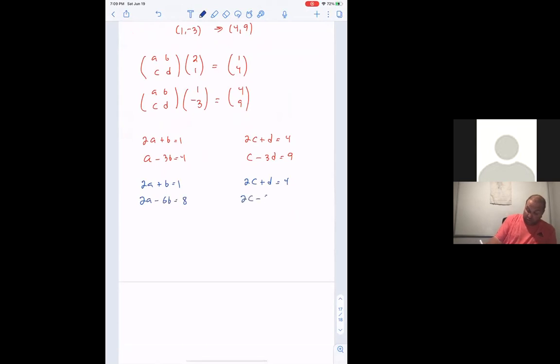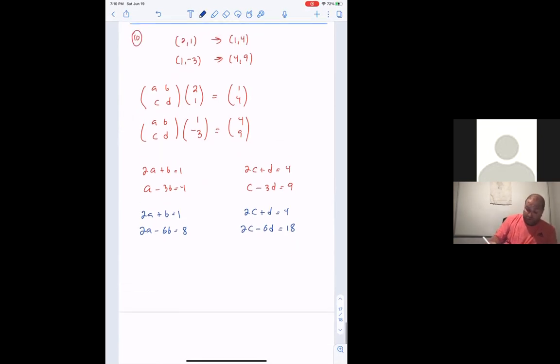This looks really familiar, but can we do this one? What was their example from before? 2, 1 to 1, 4, and 1, -3 to 4, 9. That is so strange. We did this one already. Okay, that's just weird. So I'm just going to do it, because I don't have to do it twice. Our transformation matrix is 1, -1, 3, -2.